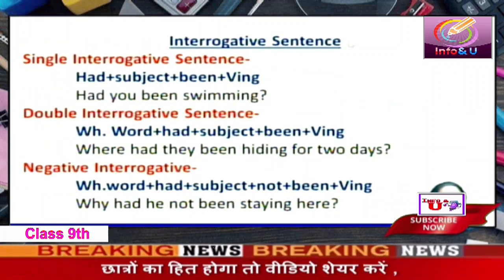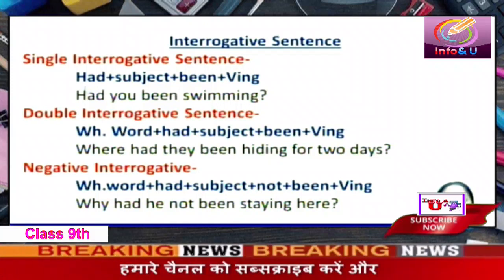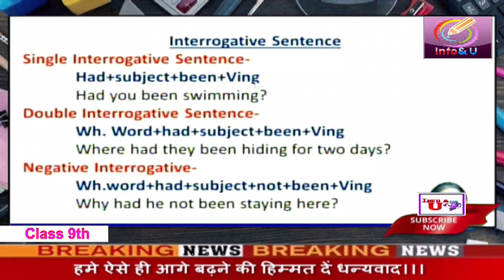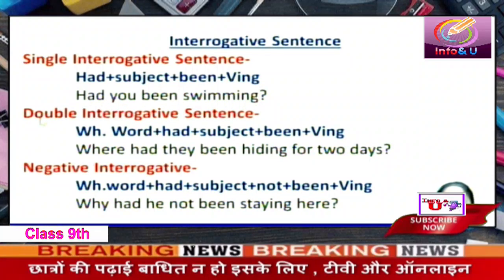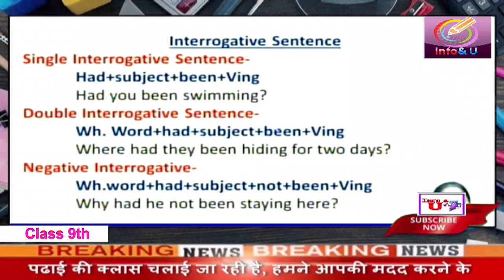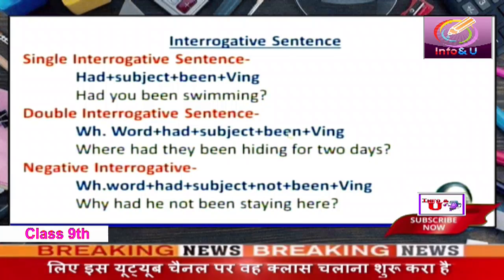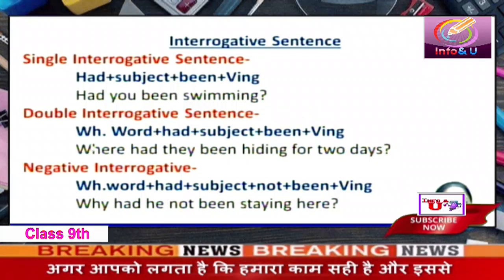For interrogative sentence, the rule is, for single interrogative specifically, had plus subject plus been plus ing form of the verb. Example is, had you been swimming? For double interrogative sentence, the rule is WH word plus had plus subject plus been plus ing form of the verb. And the example is, where had they been hiding for 2 days?